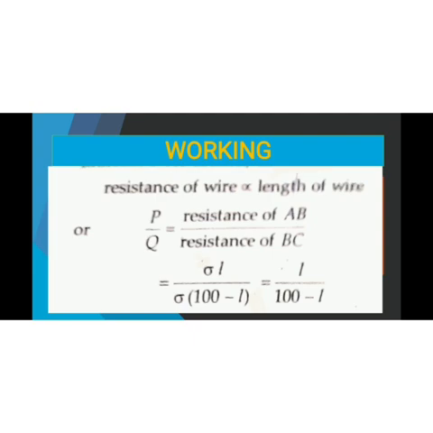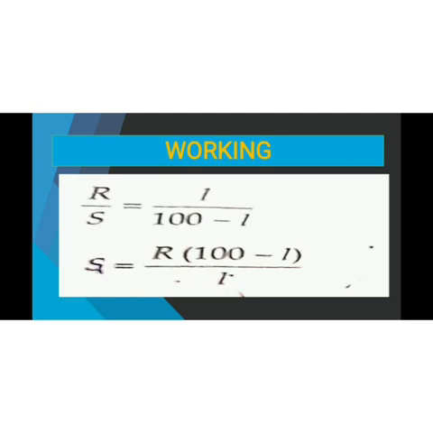Now we'll apply the balance condition. P upon Q equals R upon S. The P upon Q value is L upon 100 minus L. We'll put this equal to R upon S. So we get L upon 100 minus L equals R upon S. So what will be the formula of unknown resistance S? S equals R into 100 minus L upon L.